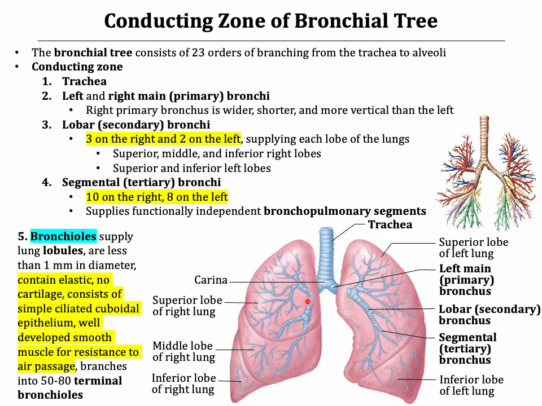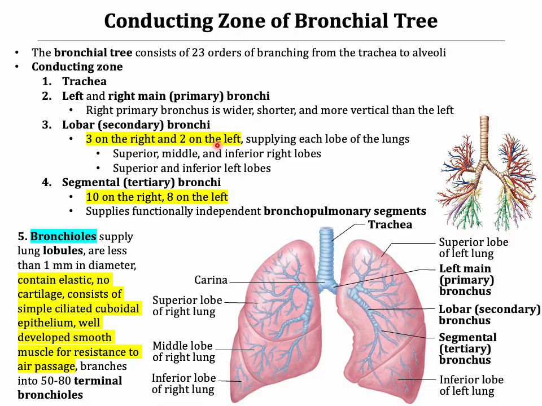So there's a left and a right primary bronchus. The right side is a little shorter, wider, more vertical, and more prone to obstruction. Then we have lobar or secondary bronchi. These supply the lobes of the lung. There are 3 lobes, superior, middle, and inferior, on the right side, versus on the left there's only a superior and inferior, or 2 lobes, and that's due to the heart. So we have a cardiac notch right here. The heart accommodates that space, making the left a little smaller than the right.